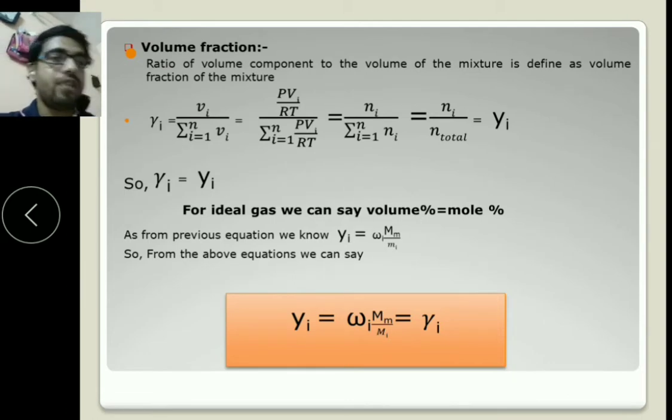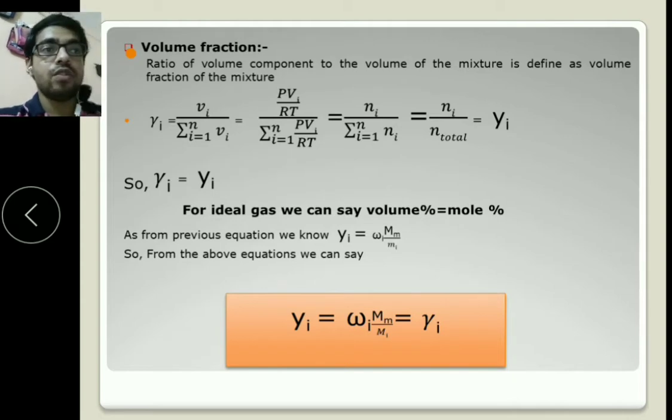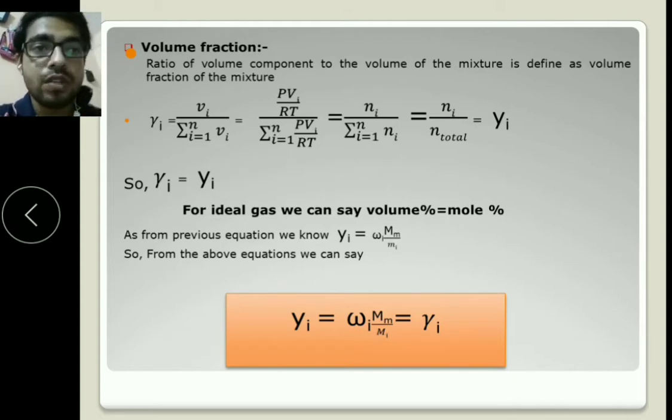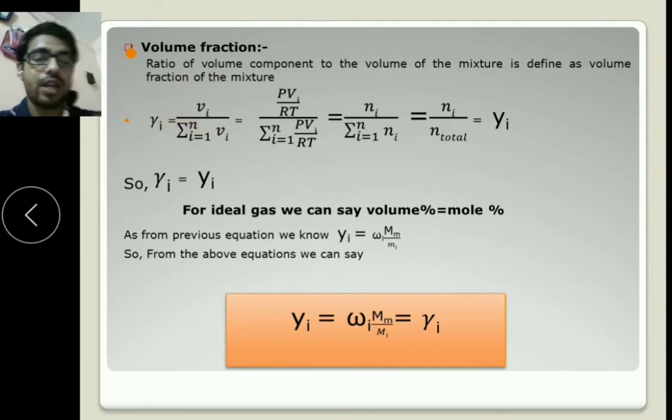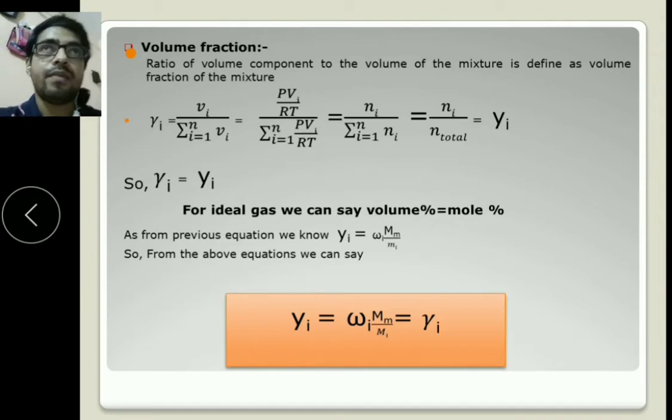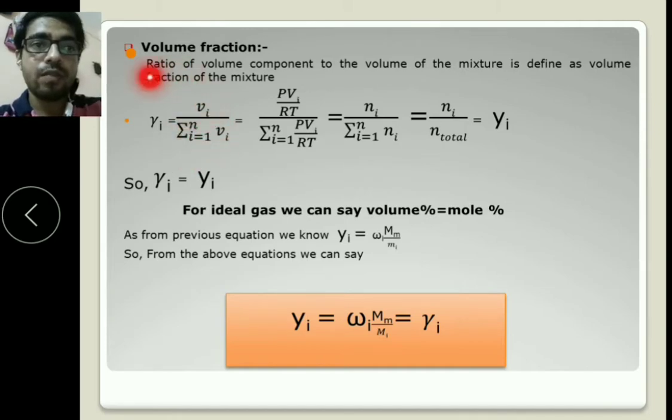Volume fraction, similar to mass fraction and mole fraction, is the ratio of the volume of a component divided by the total volume. Suppose we have a mixture of nitrogen and oxygen, with nitrogen having 6 liters and oxygen having 4 liters. So the total volume is 6 plus 4 equals 10. Nitrogen's volume fraction is 6 by 10 and oxygen's volume fraction is 4 by 10. So the volume of an individual component divided by the total volume is the volume fraction.